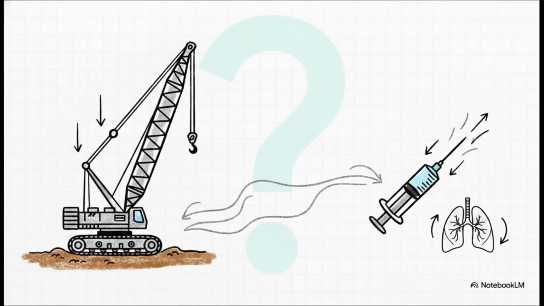Next question for you. How do engineers manipulate surface area for huge, solid, heavy machinery versus using atmospheric pressure for fluid tools? Think about a massive crawler crane sitting on soft dirt compared to a tiny little medical syringe in a hospital. How do those two principles differ?